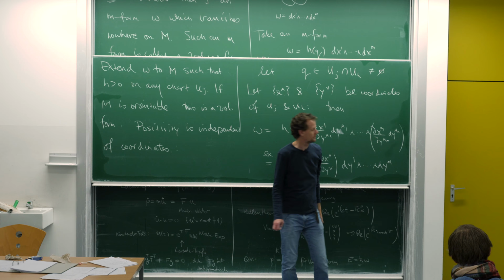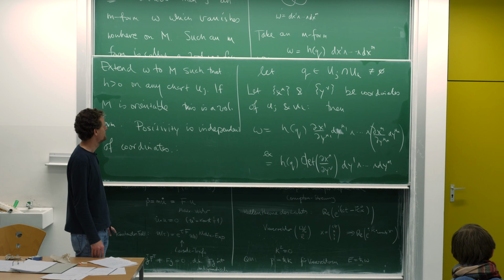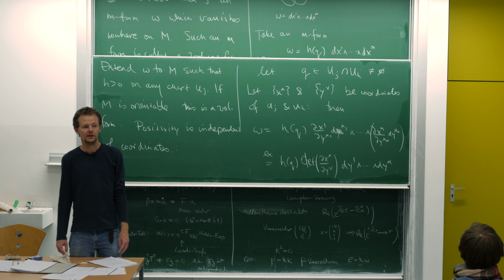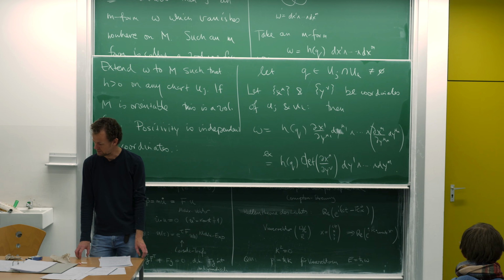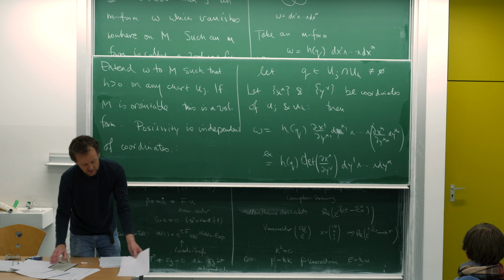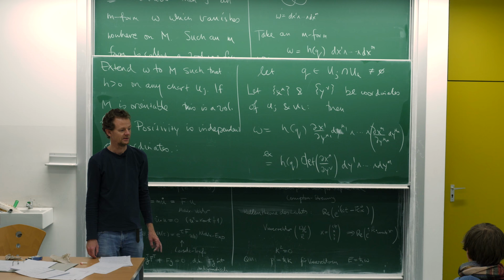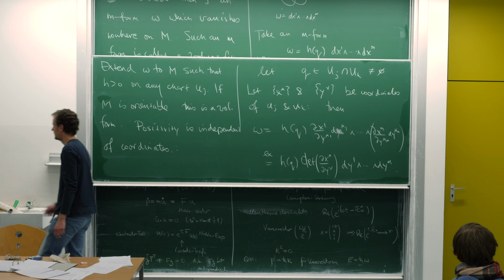Good. All right. So we've got ourselves a nowhere vanishing M form on our manifold. And in the next lecture, we're going to take this nowhere vanishing M form and use it to build an integral over the manifold. And then we will be almost done with our differential geometry and get on finally to the task of looking at symplectic geometry. But that's the story for next time. But for now, thank you very much.